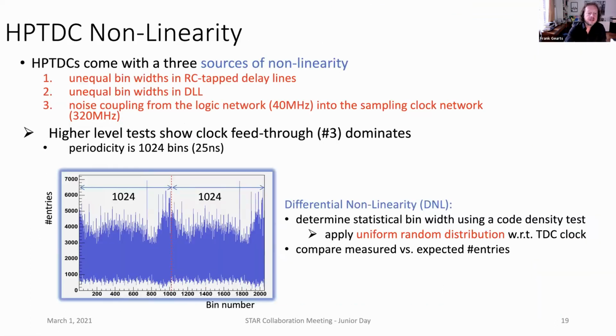Especially with RC tapped delay lines, as you know from electronics lab, resistors and capacitors have a production range that can easily be between 2 and 5% differences, which directly affects your timing, which you base on these RC tapped delay lines. There's also unequal bandwidth in the delay lock loop, and we have actually seen some noise coupling from the logic network into the sampling clock network.